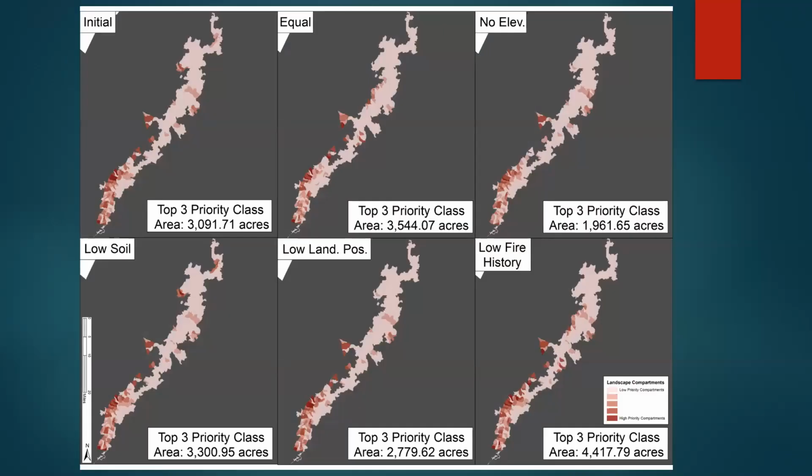When looking at the results from the sensitivity analysis, there was little change in the overall geographical location of much of the high priority areas. However, by varying the weights of the input data, there was a change in the total area of the top 3 priority classes for these areas.